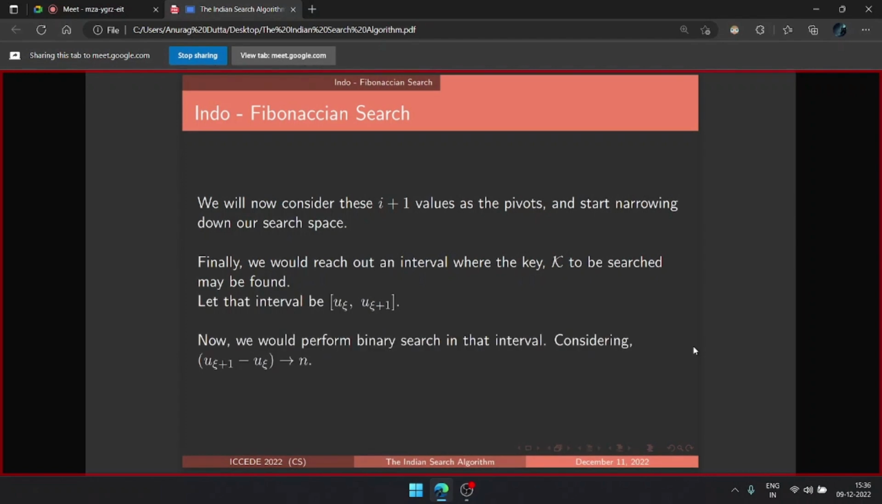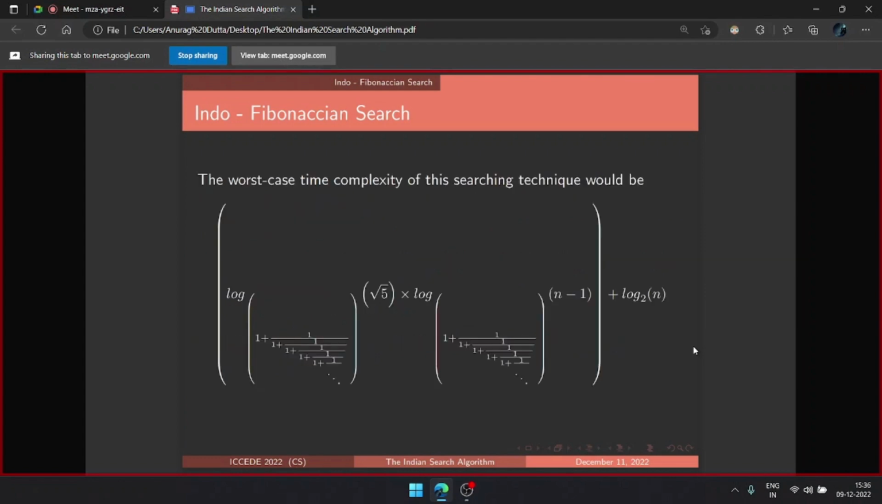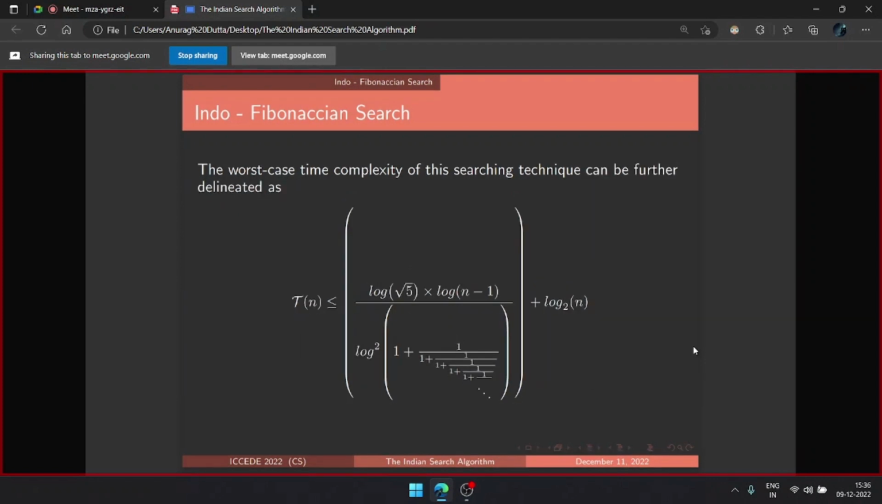And again, performing binary search in that particular range, we could get the searching technique, and the worst case time complexity for the searching technique could be like this. We have tried to delineate that, and it would be log root 5 times log n minus 1 upon this logarithmic value, added with log n.